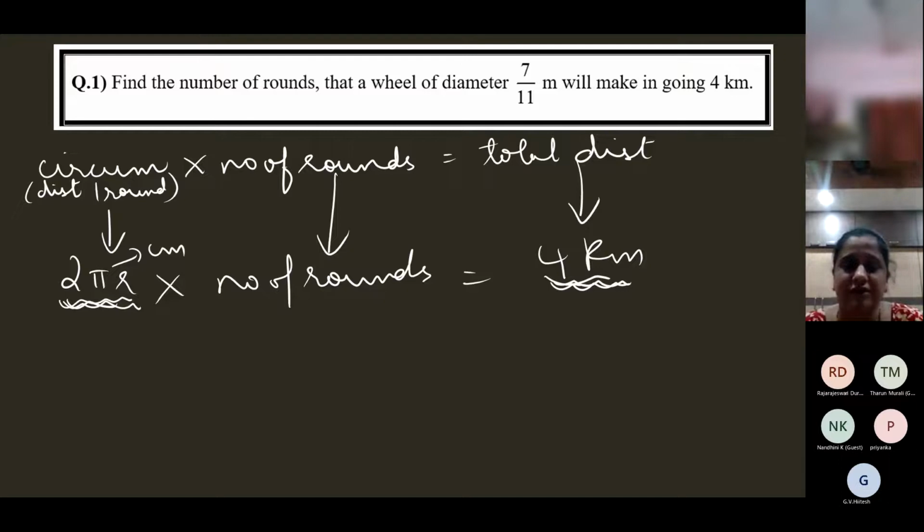But what is very important is that if 2 pi r is in centimeters, then the 4 kilometers should also be converted to centimeters. If you have 2 pi r in meters, see, how will you know that? Whatever the radius is, see here, the diameter is in meters.